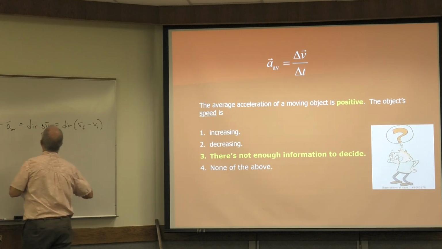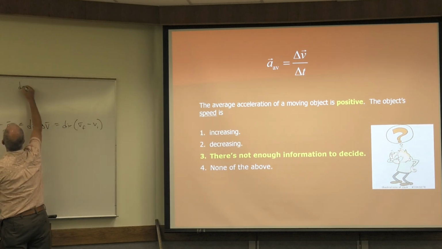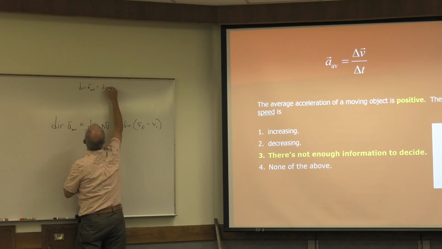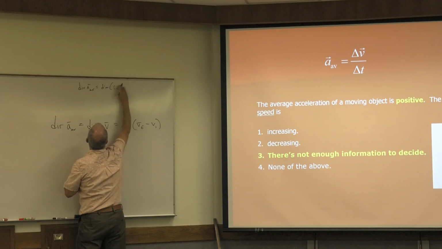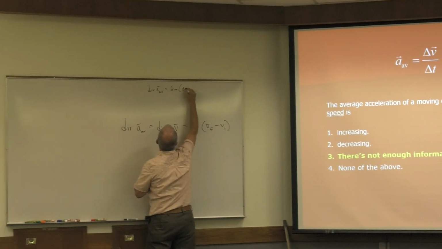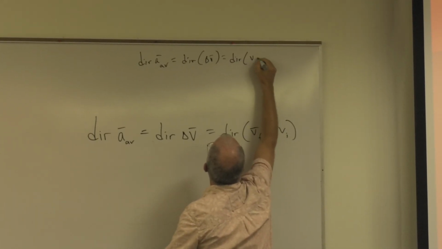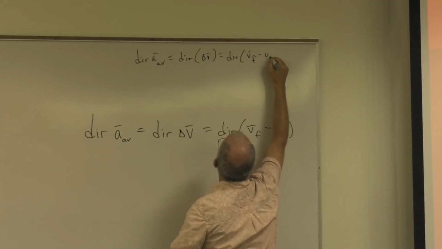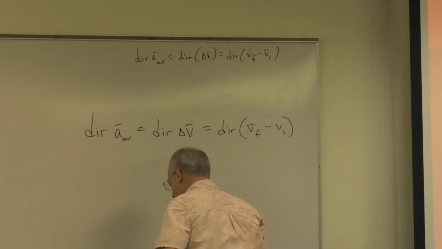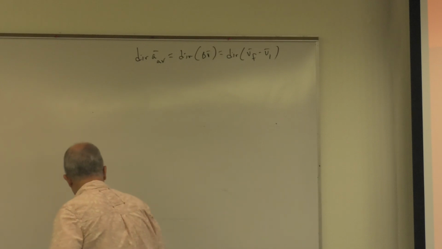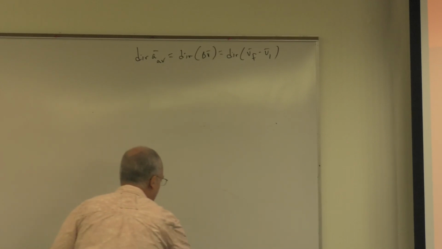So let's do that. But before we do that, again, right up here, the direction of A average equals the direction of delta V. All right. So let's actually analyze this. See what in the world's going on.